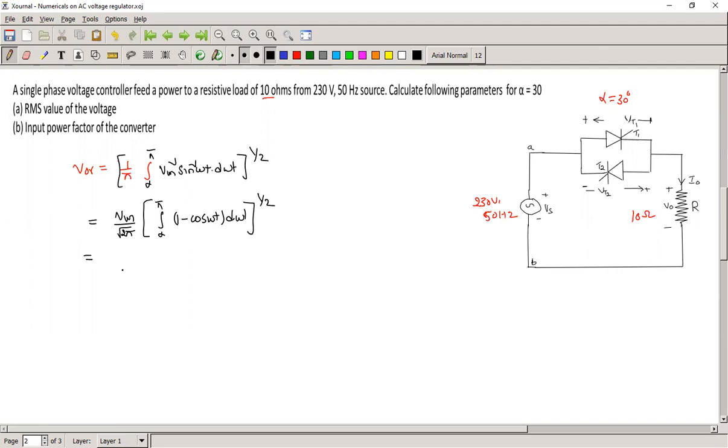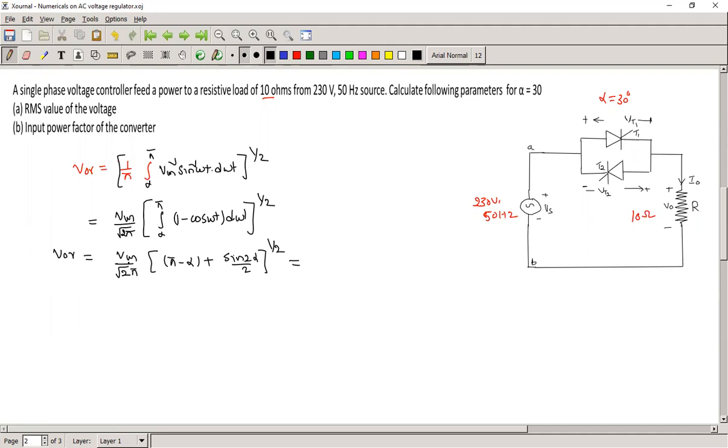Just I am putting the direct integration. Vm by root 2 pi into pi minus alpha plus sin 2 alpha by 2, the whole power 1 by 2. This is the RMS voltage. So here we are asked to calculate the RMS value of the output voltage.